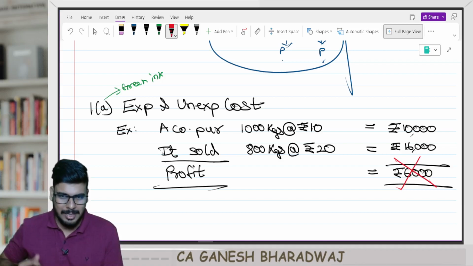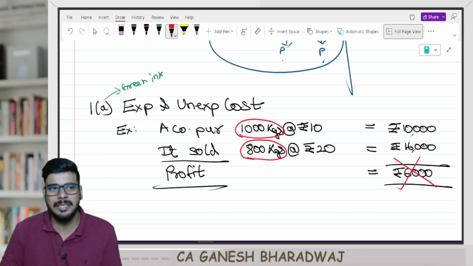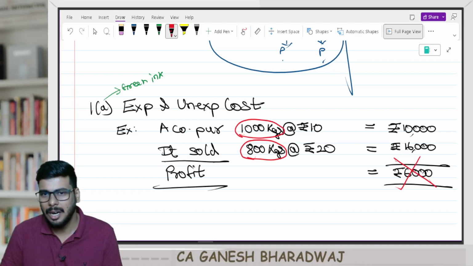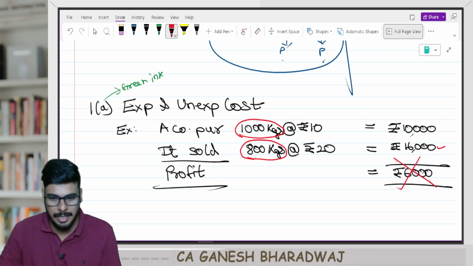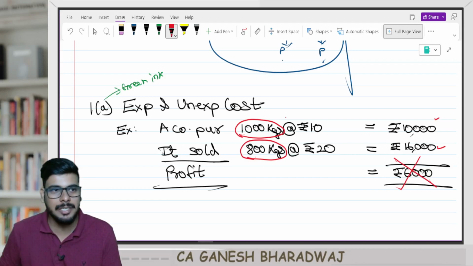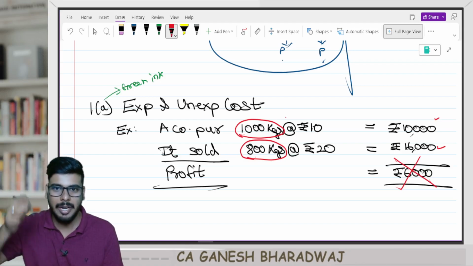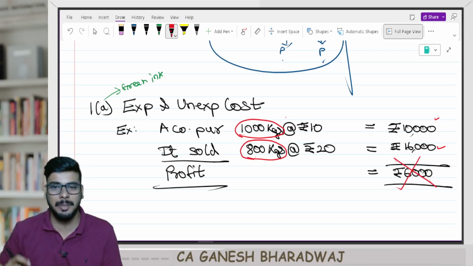See, basically, what is the mistake? You are comparing the revenue generated out of 800 kgs with the cost incurred for 1000 kgs. How is it correct? Is it fair? I have not yet sold 200 kgs, no? The 200 kgs will generate revenue later on. Only at the time when it is generating revenue, I can adjust the cost and arrive at the profit.